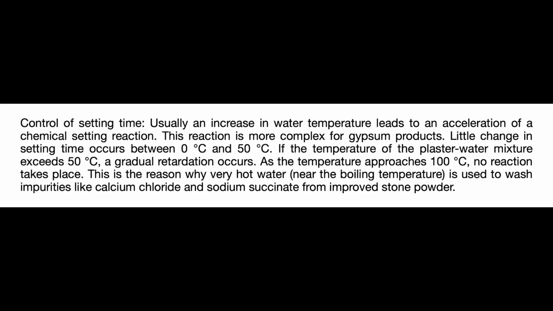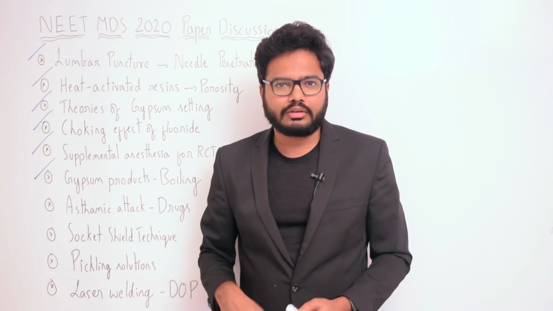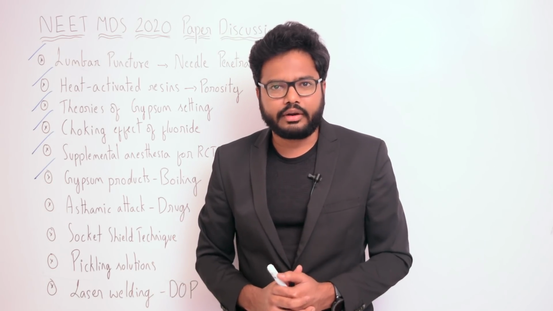Little change in setting time occurs between 0 degrees and 50 degrees centigrade. If the temperature of the plaster-water mixture exceeds 50 degrees, a gradual retardation occurs, and as the temperature approaches 100 degrees, the boiling point, no reaction takes place. This is the reason why very hot water, near boiling temperature, is used to wash impurities like calcium chloride and sodium succinate from improved stone powder. So that is a clinically relevant point, right?